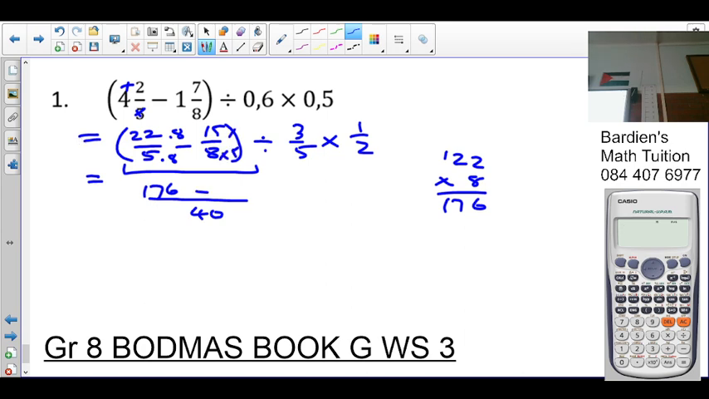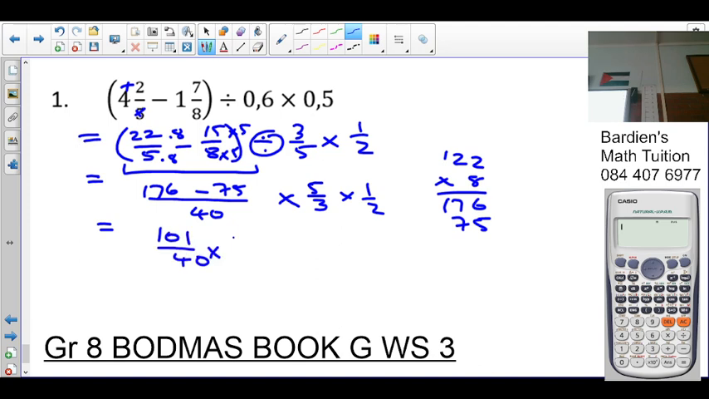Minus, you times by 5, I get 75. Divided by changes to multiplication: 5 over 3 times 1 over 2. So 176 minus 75 is 101. Is that correct? Yes, sir. Over 40 multiplied by 5 over 3 multiplied by 1 over 2. 5 into 5 once, 5 into 40, 8 times. So that's 8 times 3, which is 24, times 2 is 48. 101 over 48. Who got that answer?